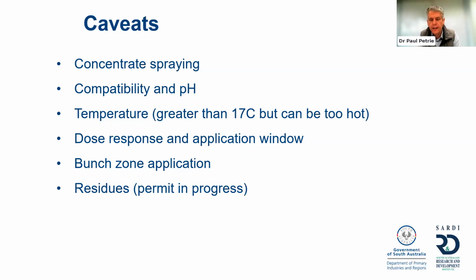The dose response and the application window. We've tried this basically only at this one relatively high application rate, the 1 gram per litre. There were some commercial attempts to use this at a lower rate. The rate that the dried fruit guys use it at is about 400 milligrams per litre, and it didn't appear to be as effective, or effective enough. There may be an optimum figure between those, but we don't know what that is.